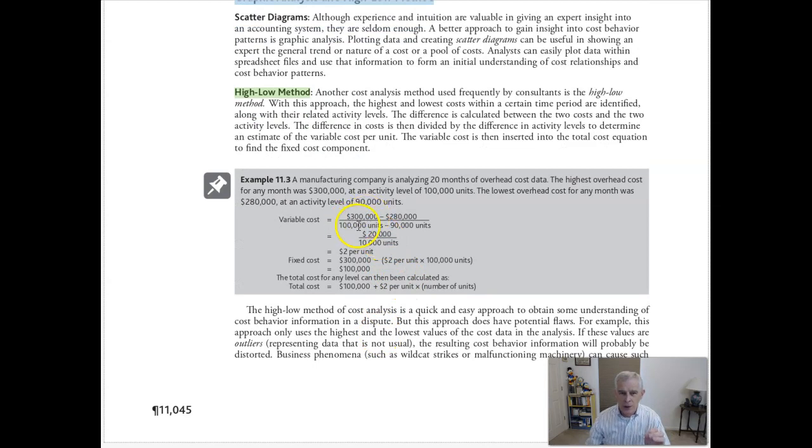I'm hoping, again, this is review. Look at this example if it's not. But you put your change in cost over your change in units. When you divide, that gives you your cost per unit. And then use that to find out of your total cost how much is fixed.